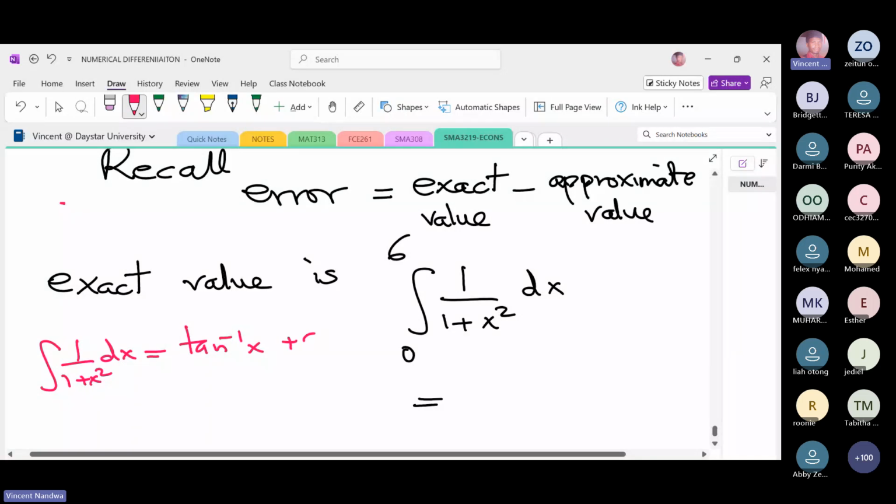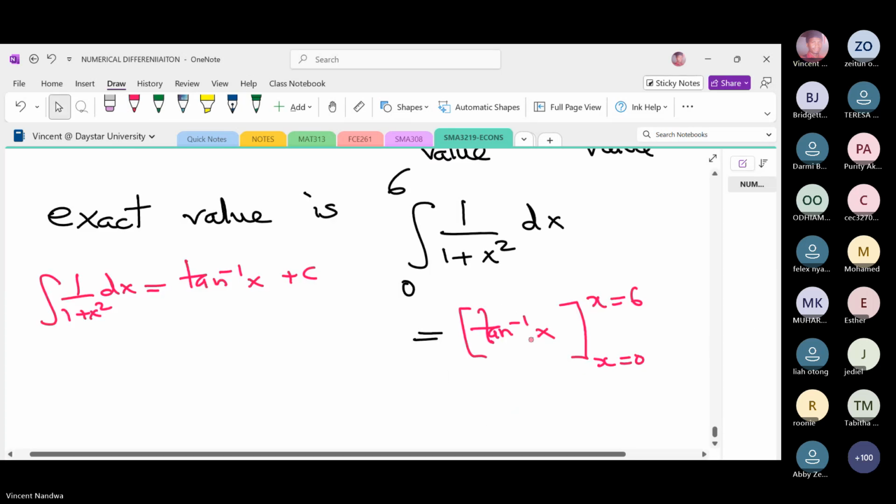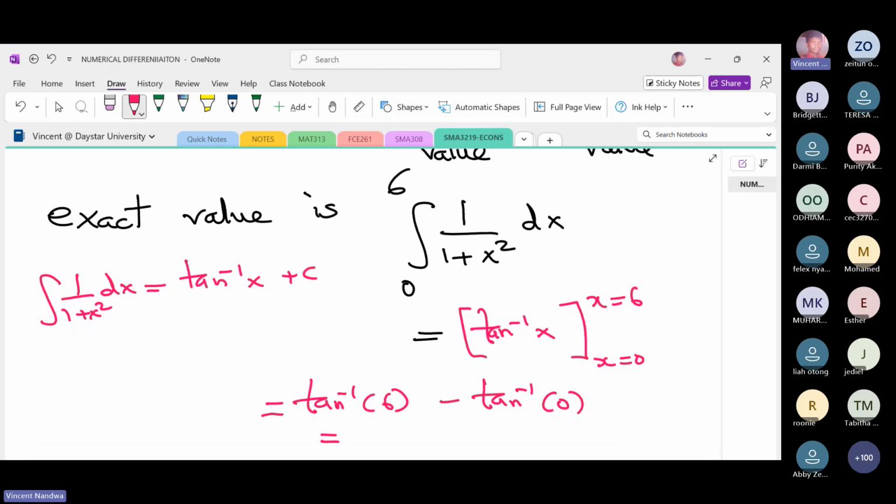Tan inverse of x. If it's indefinite, you add a constant c. But here, we just have tan inverse of x from x equals 0 to x equals 6, which is the same as tan inverse of 6 minus tan inverse of 0. Can you tell me the numerical value of this? Use your calculator to find tan inverse of 6 minus tan inverse of 0.